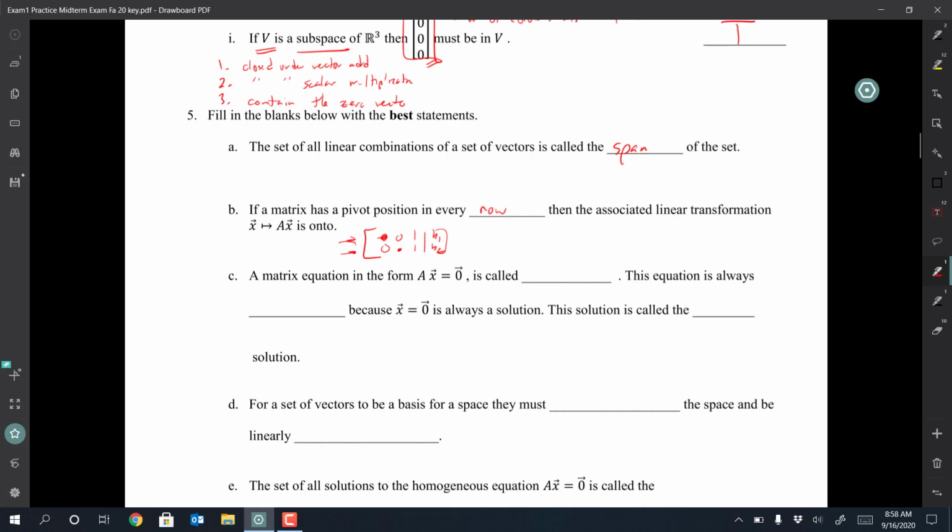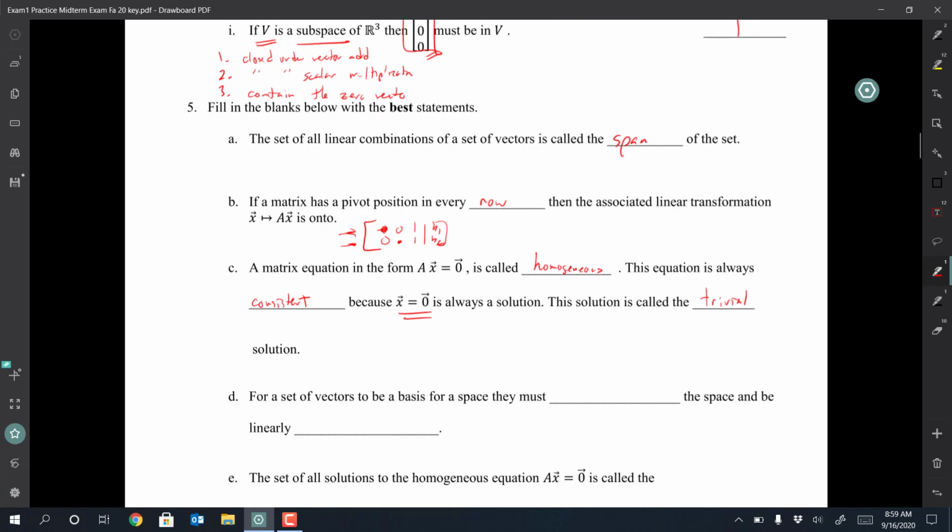C, the matrix equation in the form Ax equals 0 is called homogeneous. It's a homogeneous matrix equation. This equation is always consistent, because x equals 0 is always a solution. So a system is consistent if there is a solution. This solution is called the trivial solution. The 0 solution to the homogeneous equation is called the trivial solution.